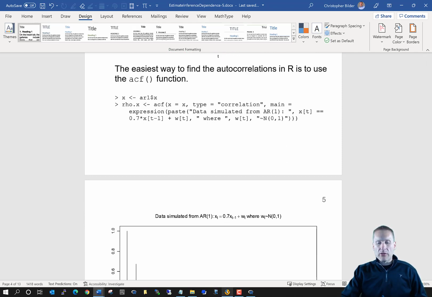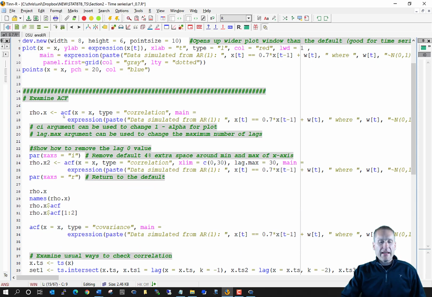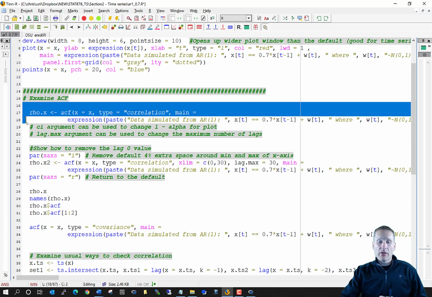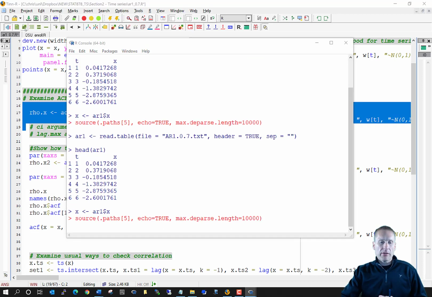So the way that we can do that in R is to use the ACF function, where the first argument is called x, and that's where we put in where our data is, which happens to be called exactly the same thing, x. We tell the ACF what we want to calculate. We want to calculate correlation. We put a nice title on the plot as well. And with this function itself, it's going to calculate the autocorrelations and put them into this object rho.x, but it's also going to be generating a plot of these autocorrelations as well. So let me go ahead and do that.